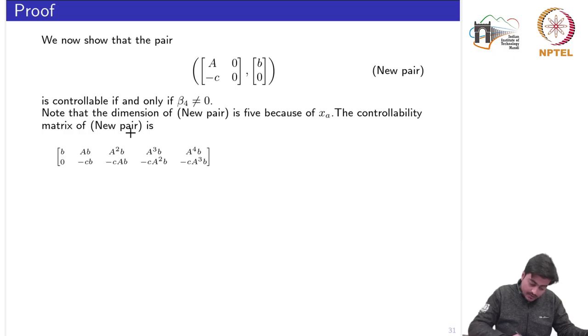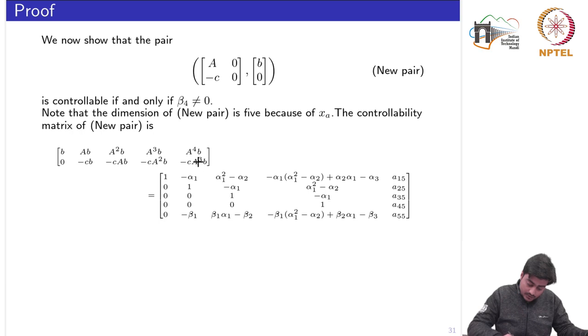Okay, the controllability matrix of this new pair can be written as B, then A times B, then A square B. Note that we need the square of this matrix multiplied with this B, and similarly go on for A cube B and A to the power 4 B. So this matrix you can compute and verify by yourself by putting this new A matrix and this B matrix here.